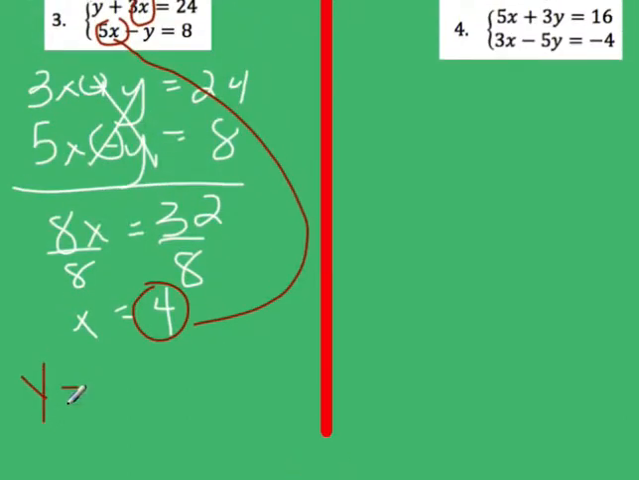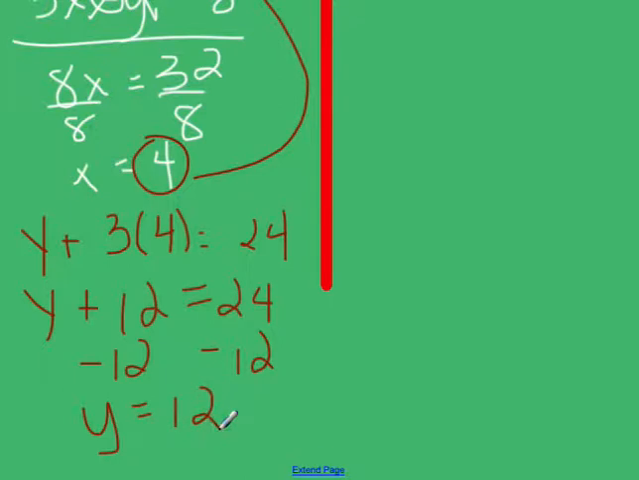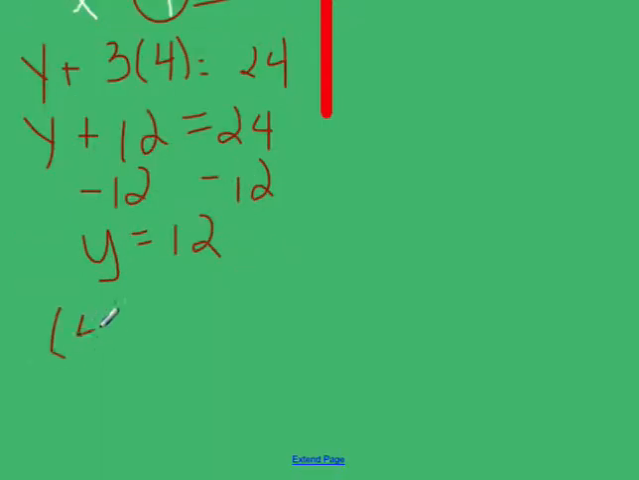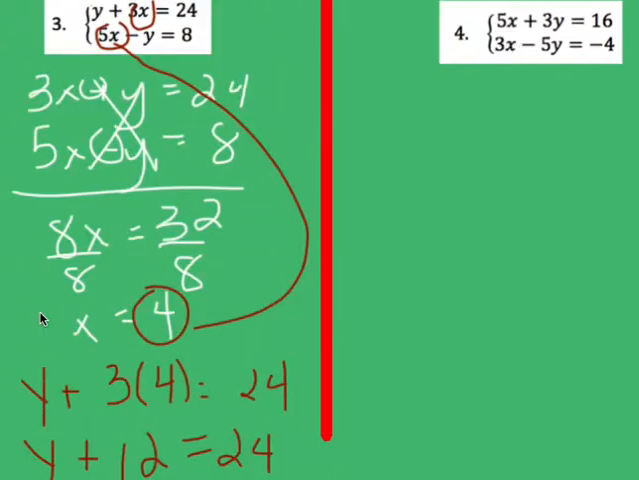So I have y plus 3, and then I'm going to take x out and put 4 in instead. Now, it doesn't matter which one you plug it into. Remember that. So I have y plus 12 is equal to 24. So to solve for y, I'm going to subtract 12 from both sides, and I get that y is equal to 12. So I'm going to write it out as a coordinate point, first my x, then my y. So (4, 12) is my answer for number 3.